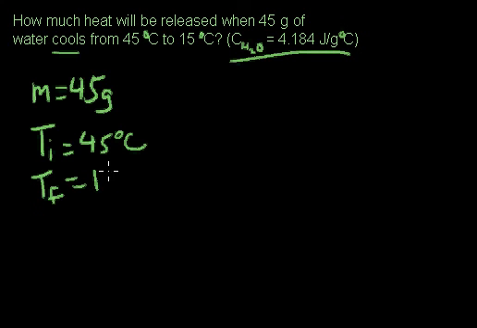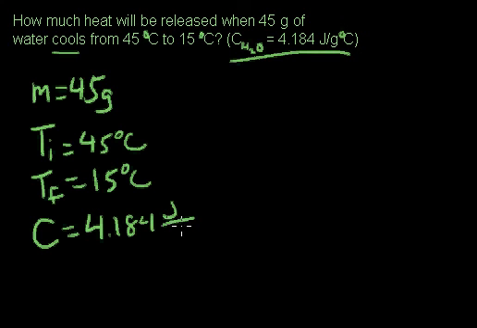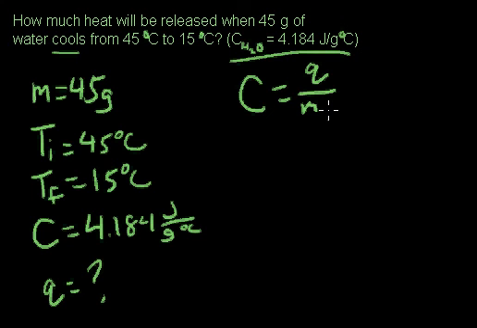And then another thing that's given to us in this problem is the actual specific heat of water. So I'm going to go ahead and write that down. The specific heat of water is 4.184 joules per gram degree Celsius. So that's what's given to us, and what we're solving for, our unknown, is heat, which is Q. And so if you remember our equation that has all of these variables in it, it's our specific heat equation. C equals Q over M delta T.